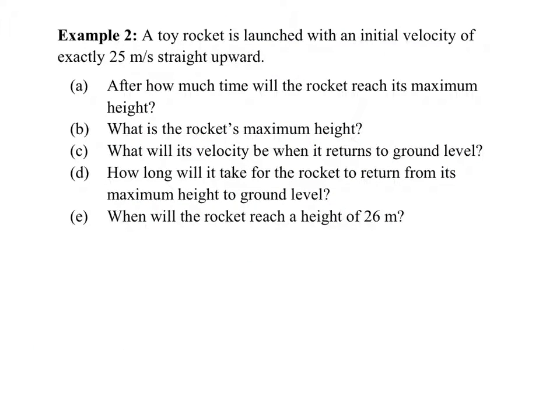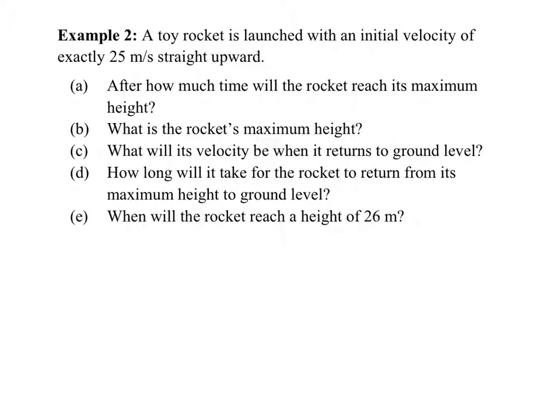Let's do example 2 here. Example 2 has 5 parts to it, but again, we should go one step at a time. A toy rocket is launched with an initial velocity of exactly 25 meters per second straight upward. That's important. If it's not straight upward, if it's at an angle, now it's projectile motion. Your book might just say upward. I'm just being more specific here. After how much time will the rocket reach its max height? So don't look at part B, C, D, E yet. Just look at part A.